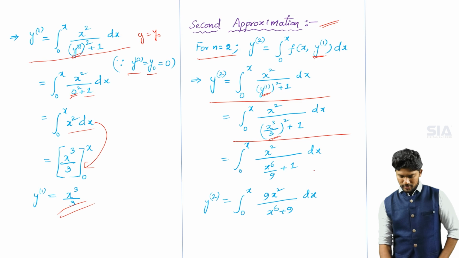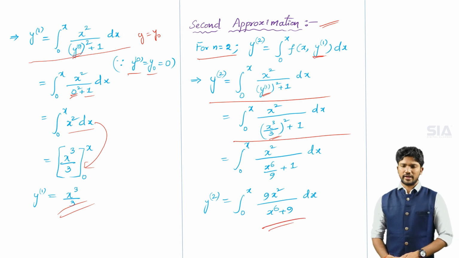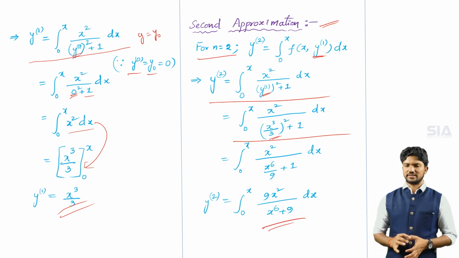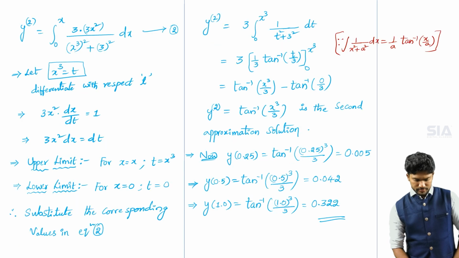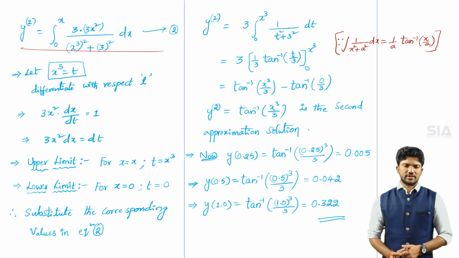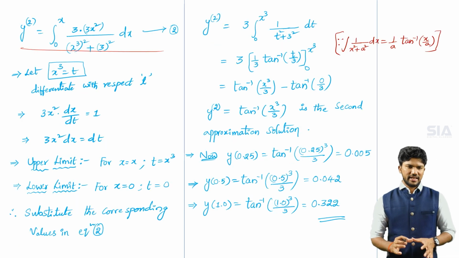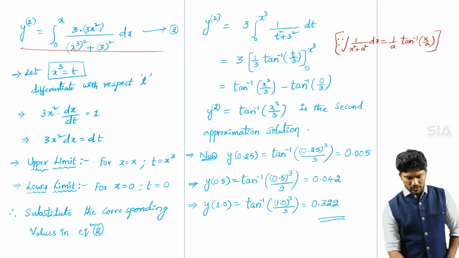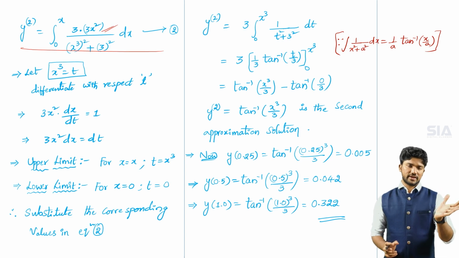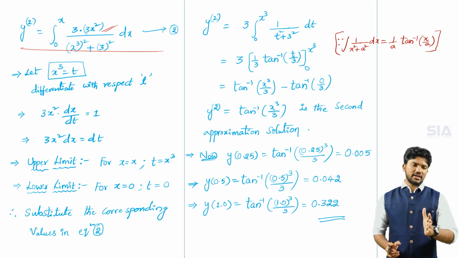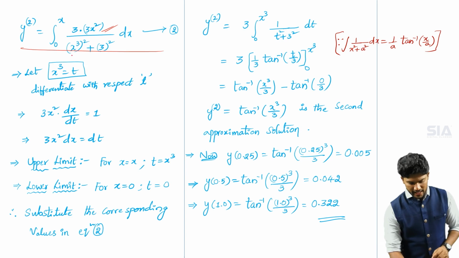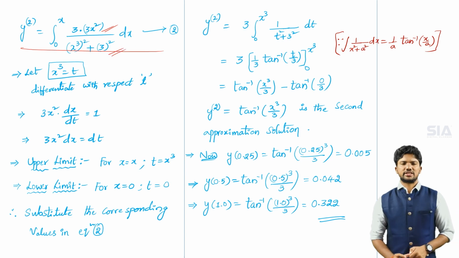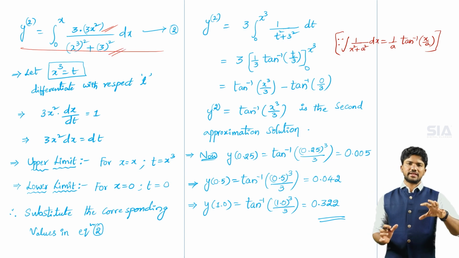So if you simplify that value, you will get 9x square by x power 6 plus 9 dx. Now the second approximation is equal to integration from 0 to x of 3 into 3x square by (x cube) whole square plus 3 square. We write 9x square as 3 into 3x square to get the formula.